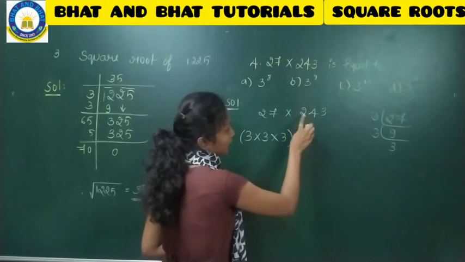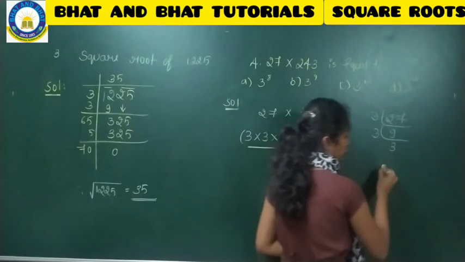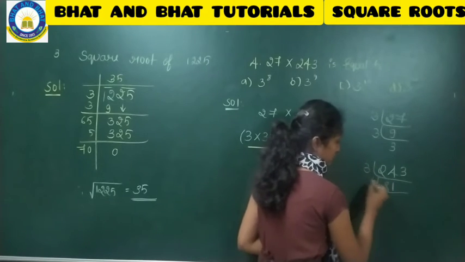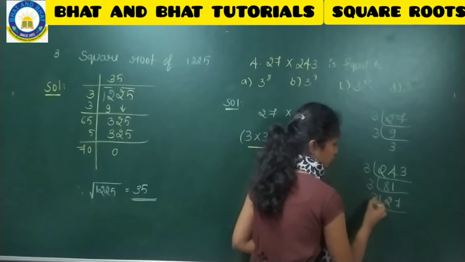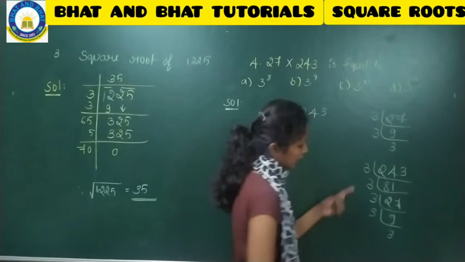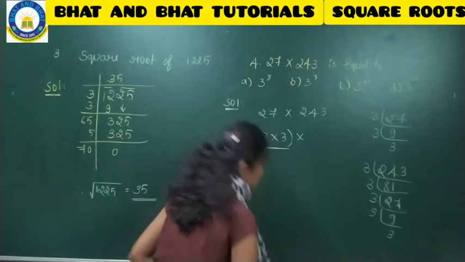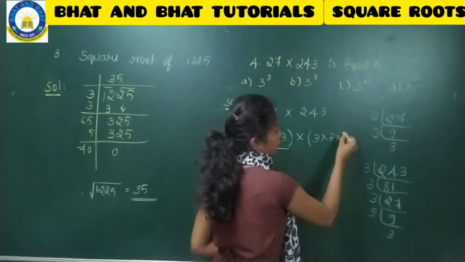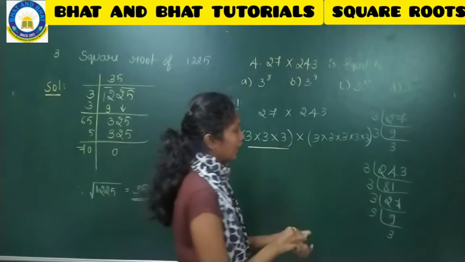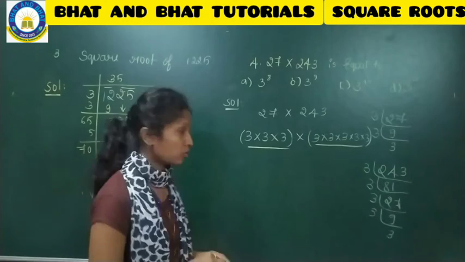Okay. So now take 243. So this is for 27. Now I'll go for 243. 3 8s are 24, 3 81s are 243, 3 27s are 81, 3 9s are 27, and then 3 3s are 9. And as you observe here, the 3 is there 5 times. So you can write it as 1, 2, 3, 4, 5. So 3 is there 5 times and I have written 3 five times, and 3 is there 3 times and I have written it 3 times.